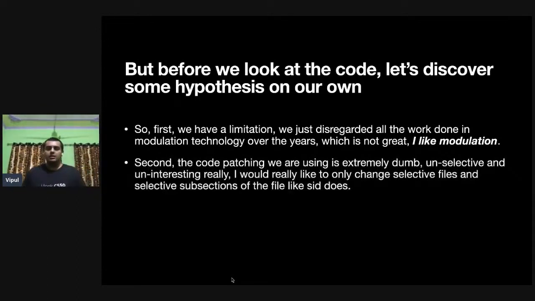And secondly, the code patching that we are doing is extremely dumb, right? Unselective and uninteresting, really, if you think about it. What we are doing is we have written an echo server which just takes the code and puts it in a file, saves it, and the bundler gets done with it, right? So nothing interesting about that. But I'm really curious how he might be doing this, right?